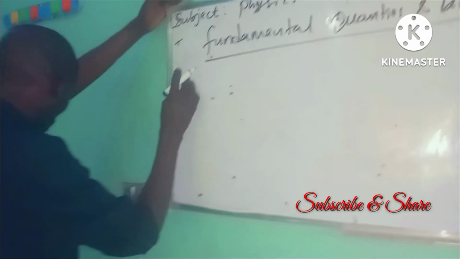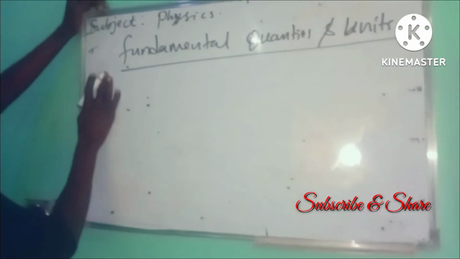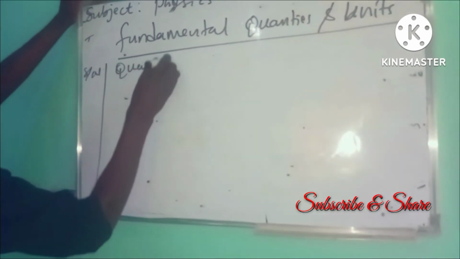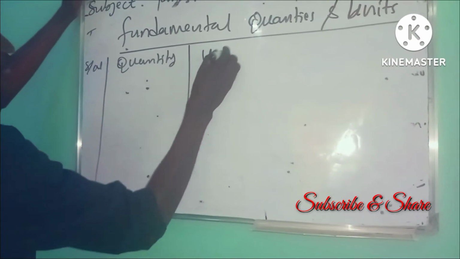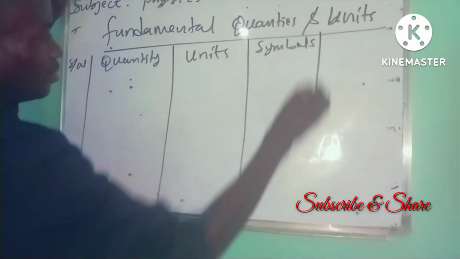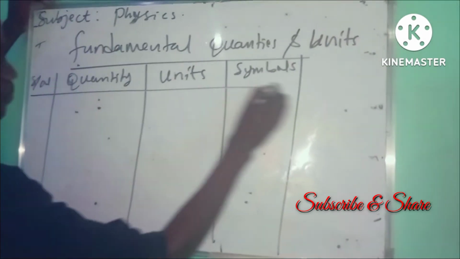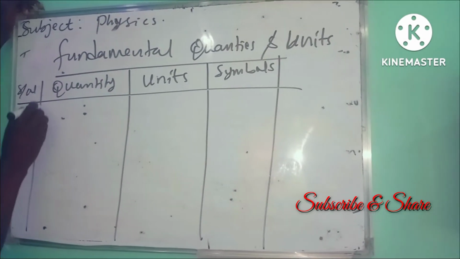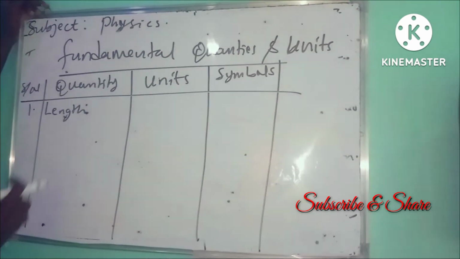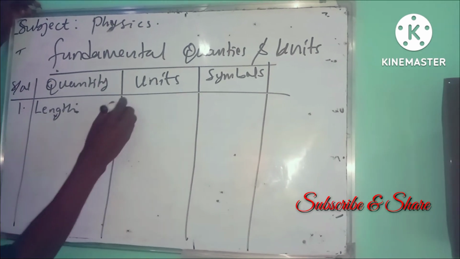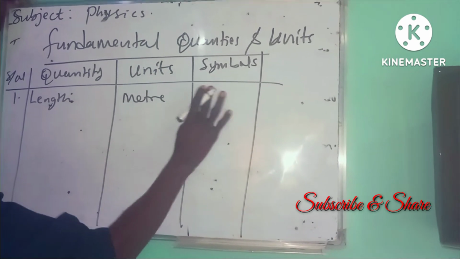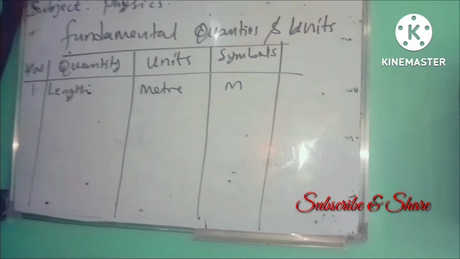So in a tabular form. Let's assume that this is serial number, and we have quantity. We have units, that's their respective units, and we have symbols as well. So the first we can consider is length. The first fundamental quantity, out of the first 3 I talked about, is length. And then the unit of length is meter, and the symbol for meter is small letter m. Meter, small letter m.